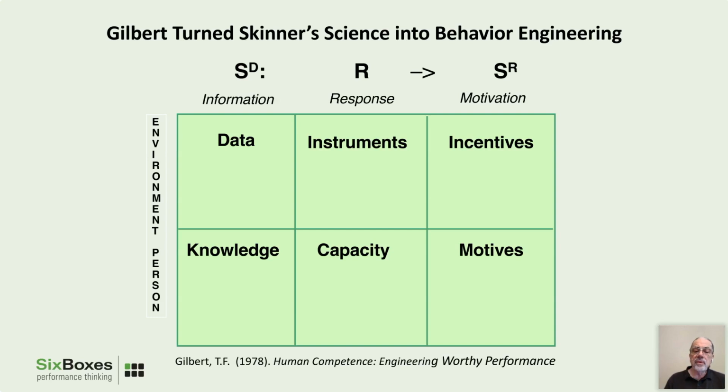And then motives was a good way of thinking about whether the incentives are actually going to work. Because if you offer me an incentive or if there are consequences that I don't care about, they're not going to improve my behavior. They're not going to change my behavior. So what Gilbert pointed out was we better understand the motives of our people, because that will help us arrange the other conditions. Now, this is a brilliant model.